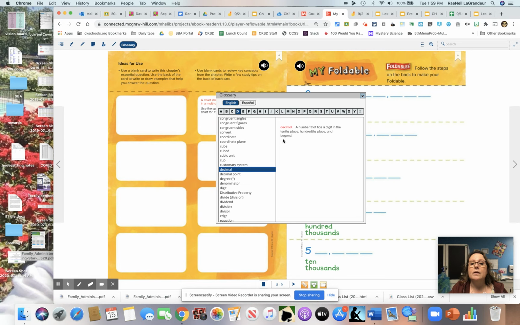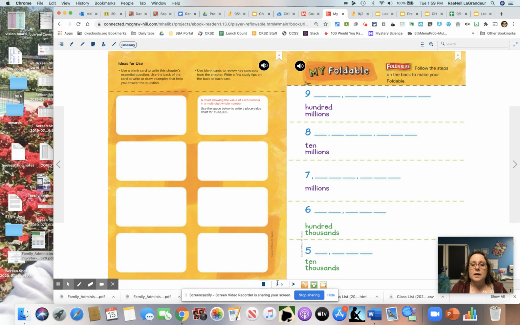And right there, it comes up. And that is the definition right there. So I could actually go ahead and use that one. But you also have the ability to come right down here. You're going to see that these are page numbers.